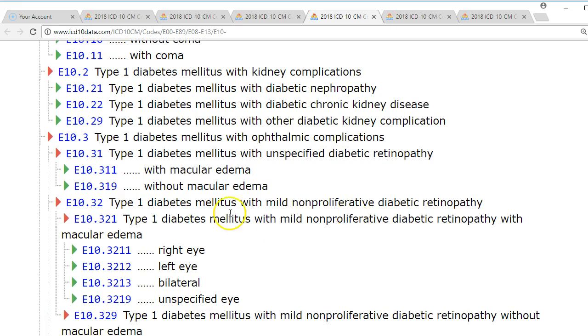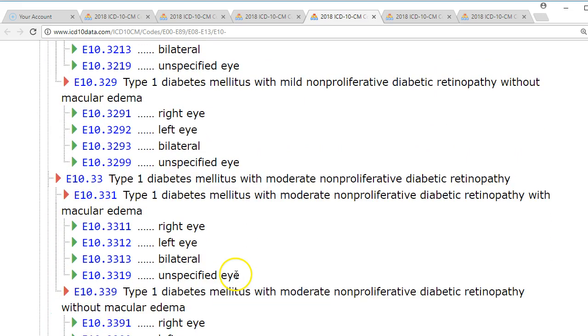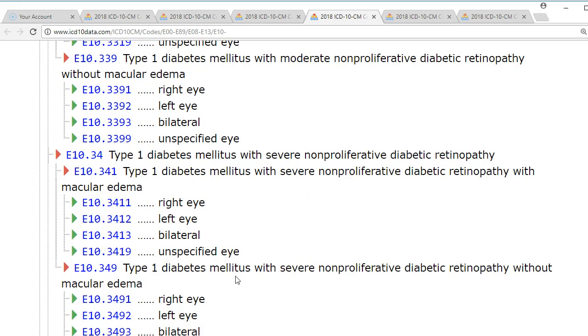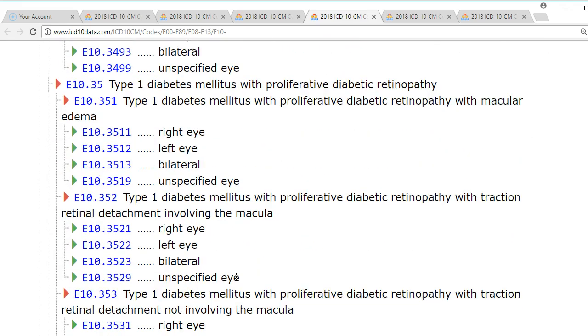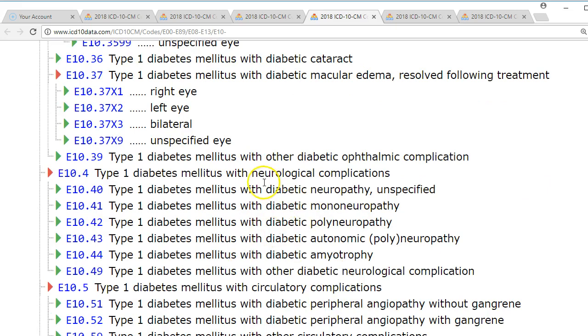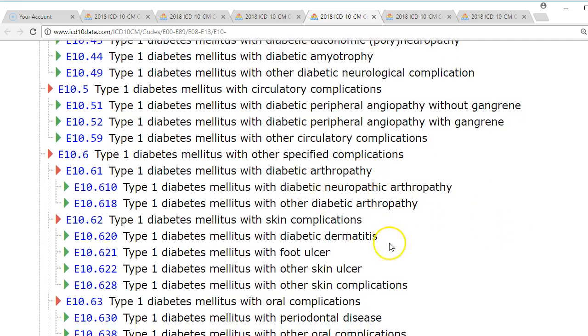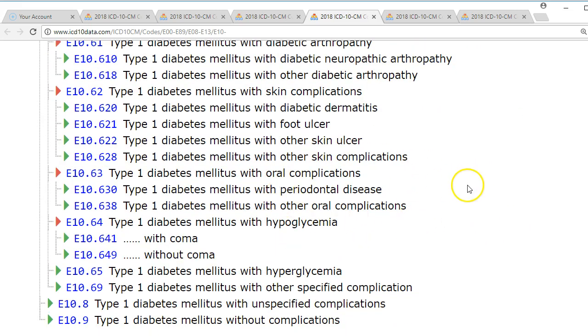So for instance, let's look at this one right here, E10.3211. Type 1 diabetes mellitus with mild non-proliferative diabetic retinopathy with macular edema, right eye. We don't need to code anything else because that includes everything that's going on. But again, as you notice, we'll go down. We have retinopathy issues. We're also, as we continue to go down, macular degeneration is another big problem. We're also going to see, again, neurological conditions, circulatory complications, arthropathy, skin conditions, oral complications.